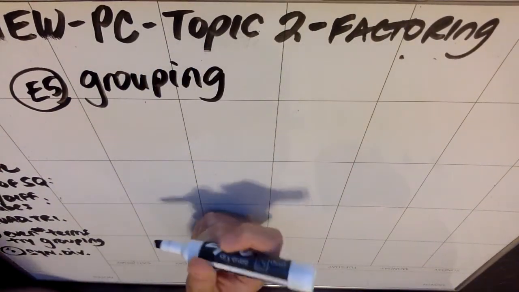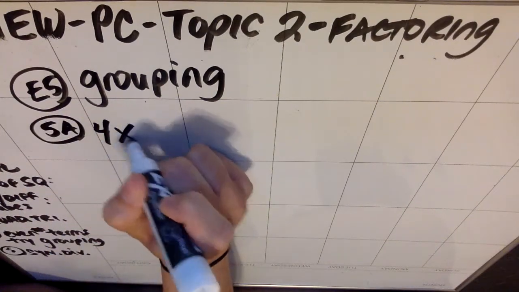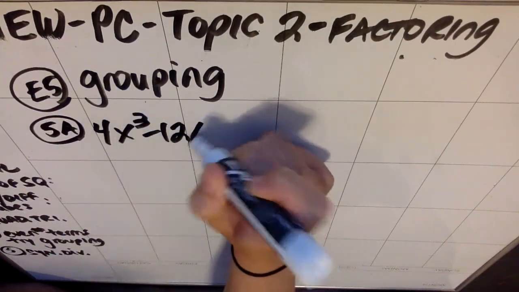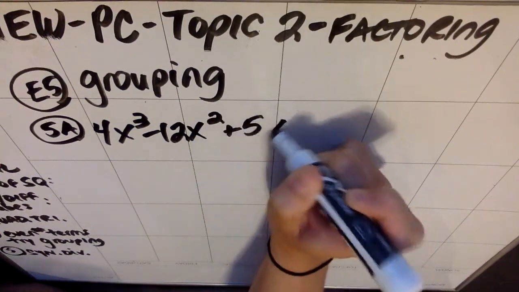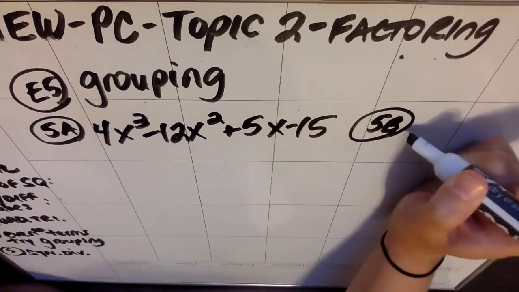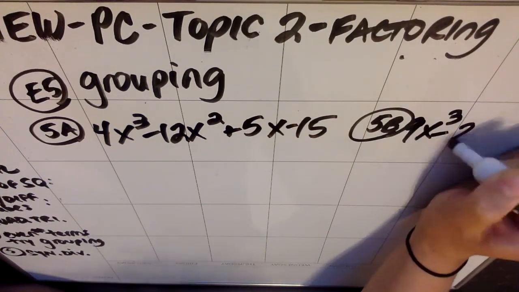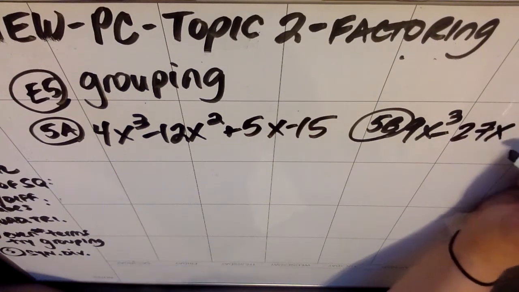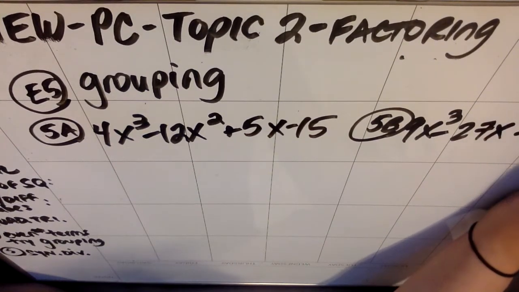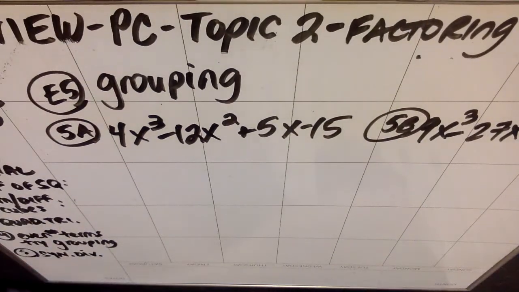All right, so we have 5a is 4x cubed minus 12x squared plus 5x minus 15. And 5b, if I can squeeze it over here, we'll see, is a 9x cubed minus 27x squared minus 4x plus 12. Okay, so here's the concept behind factoring it by grouping.